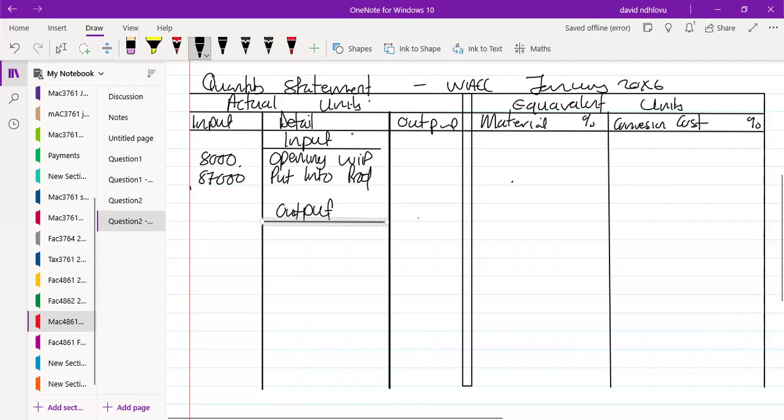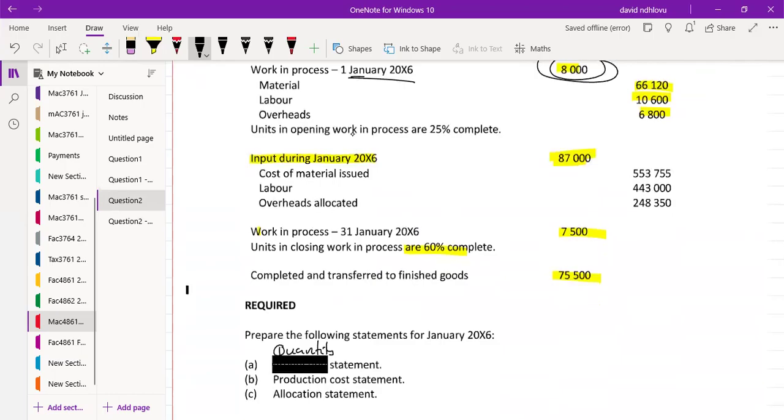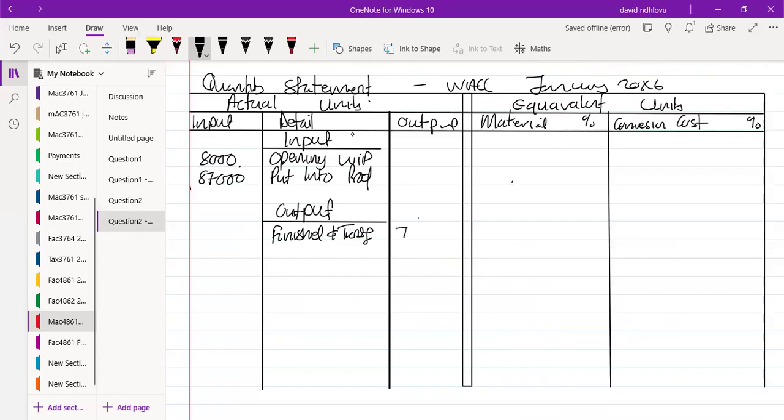Yes. Right. Then from there, we say how many units were finished and transferred. Remember, we're talking about the factory here. When you finish producing a particular unit, whatever you finish, you then transfer to the finished goods store. You remove it from the production floor. So we need to check how many units were finished and transferred. They will always give you that. Completed and transferred units: 75,500.